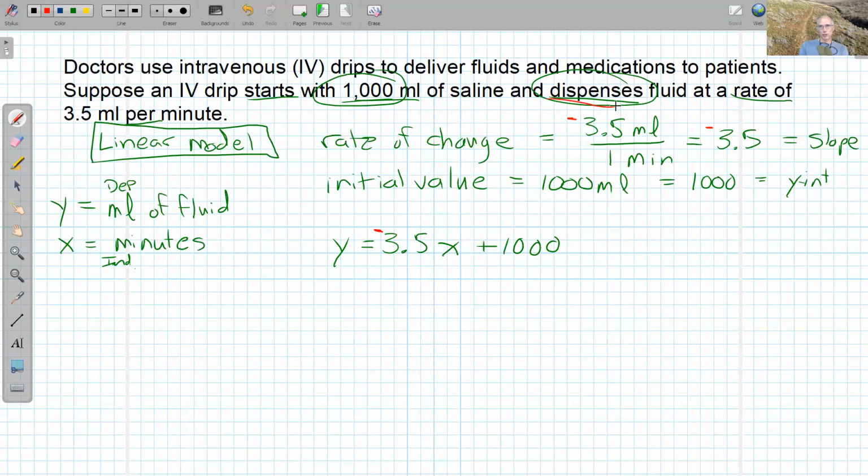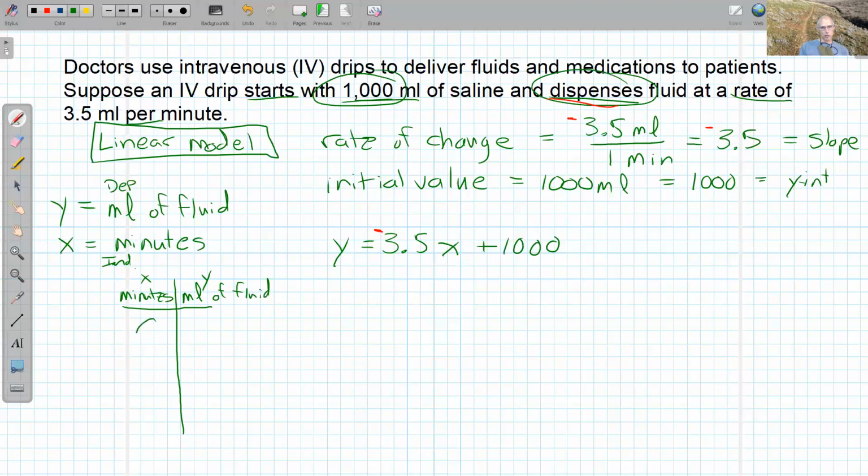So reading carefully, the fluid is being dispensed from the bag, so that's a drop. So starting with 1,000, we lose 3.5 milliliters per minute, and x is the number of minutes here. So we have that set up fine. A table might be a nice thing to develop here to figure out what's happening, or we could create a graphing utility. So I have x minutes, and I have y milliliters of fluid.